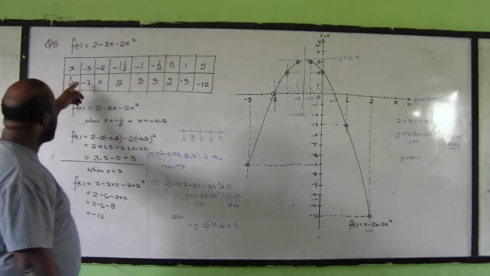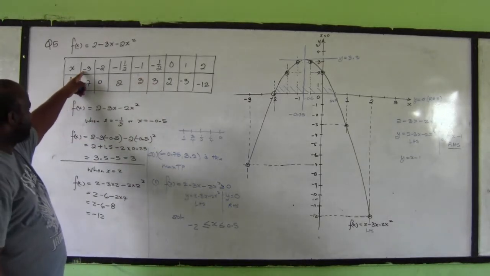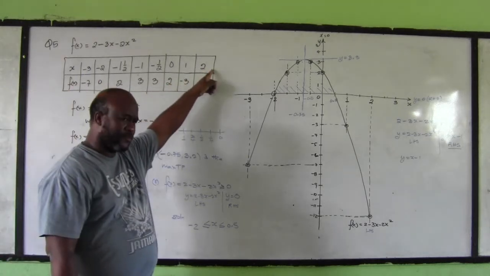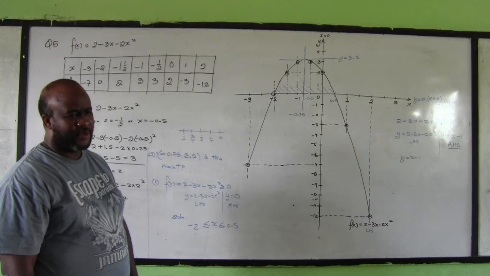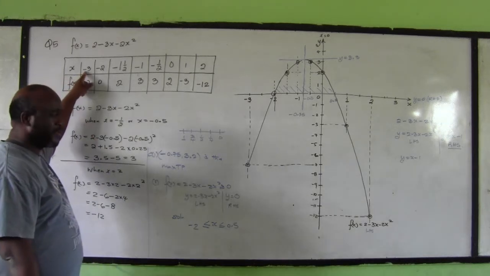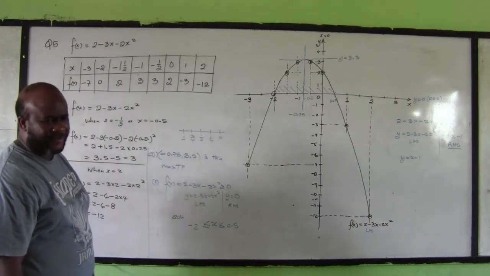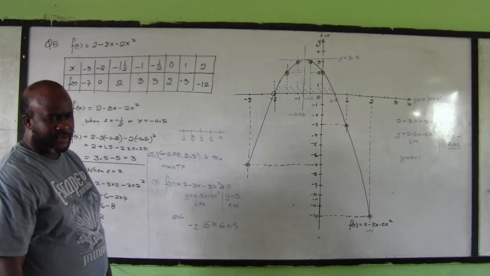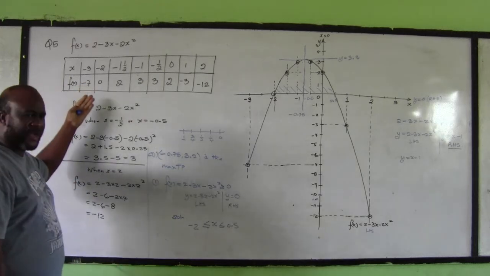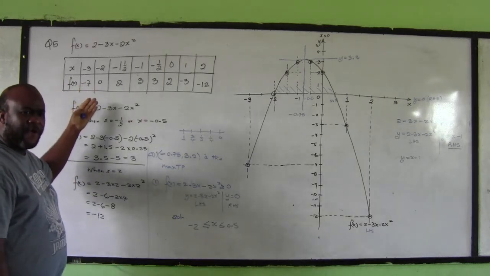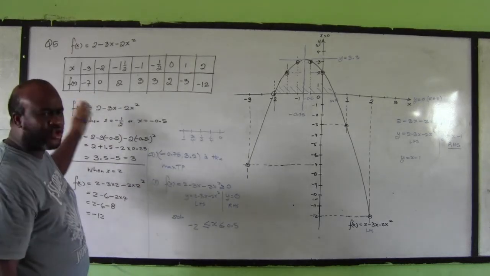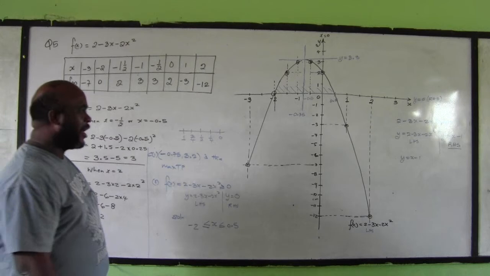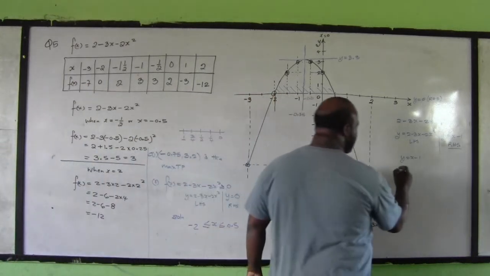Now, what are the values of x you're using? -3 to 2. You're going to select any value of x within that range. Notice, for the quadratic graph, he gave you a table. For the straight line graph, you have to make a selection. Just choose any value, it doesn't matter. I'm going to say when x is -3.